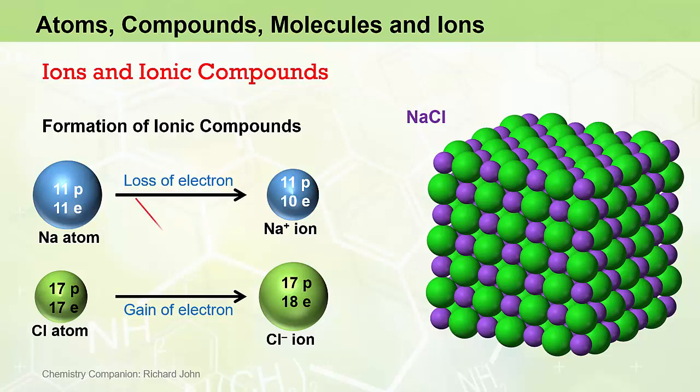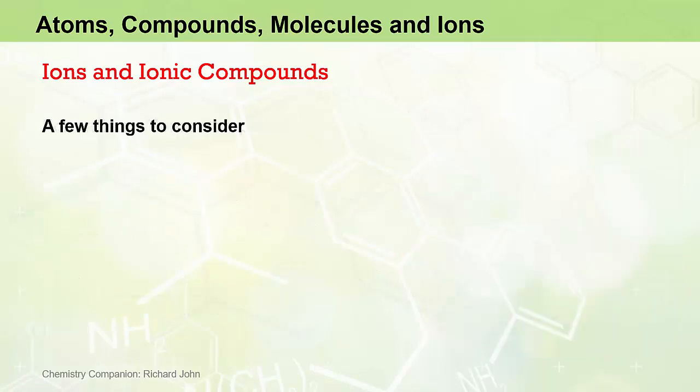Now, once electrons have been lost and gained, or transferred, and the chemical change has occurred, the physical attraction of oppositely charged ions results in the formation of a solid sodium chloride crystal represented here. So just a few things for us to consider about ions, ionic compounds, and ion formation.